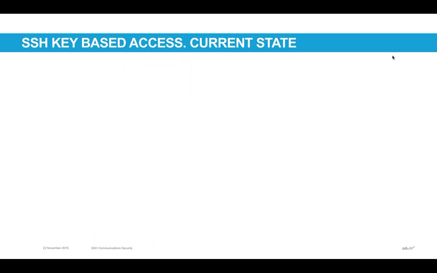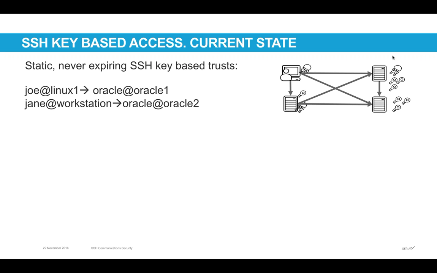So where do we stand today? As explained before, SSH keys are basically static key pairs that users provisioned and that never expire. They have been provisioned by admins over the past 20 years without any kind of governance.